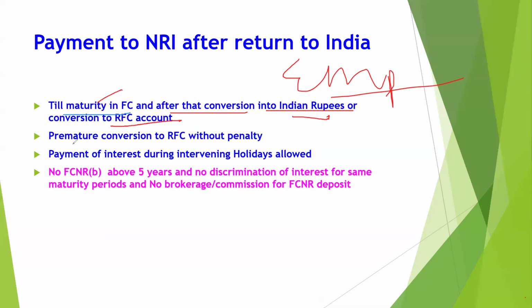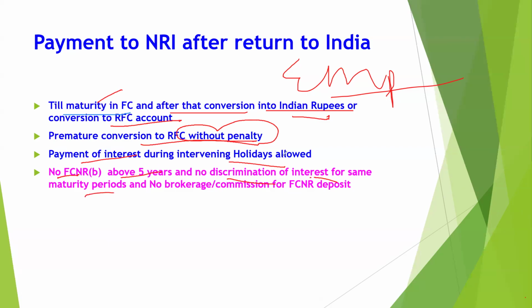Okay. So premature conversion to RFC without penalty. There will be no penalty in this case, that you can remember. Payment of interest during intervening holidays is also available. And payment to NRI after return. No FCNR. After that, they cannot open FCNR once they have returned to India. And if it is above 5 years, there is no discrimination of interest for same maturity period.